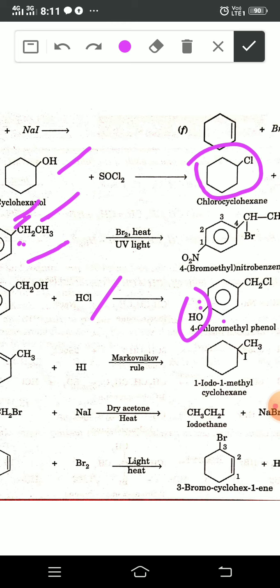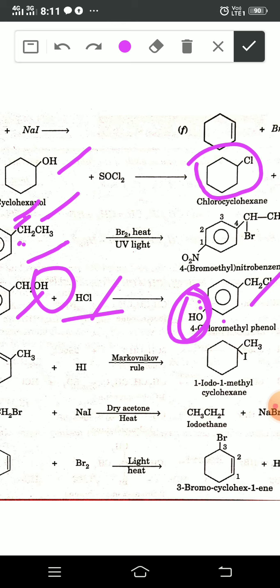Now benzyl alcohol reacts with HCl, very simple. Cl atom replaces this OH group and the product is like this. But here this OH hydroxyl group will not be replaced. Why? Because it is attached to an sp2 hybridized carbon atom. Remember, free radical substitution of hydrocarbon with chlorine involves the replacement of a hydrogen atom by Cl atom of the carbon atom which is sp3 hybridized.